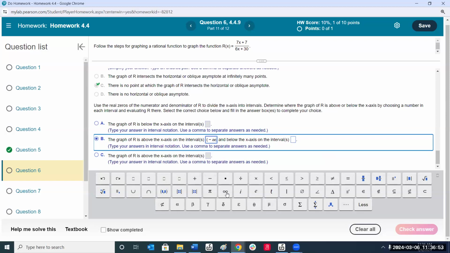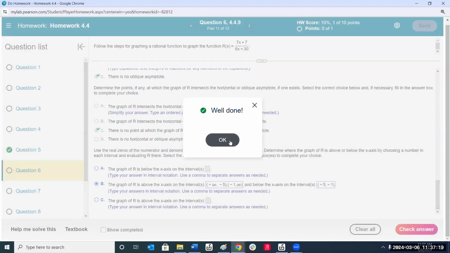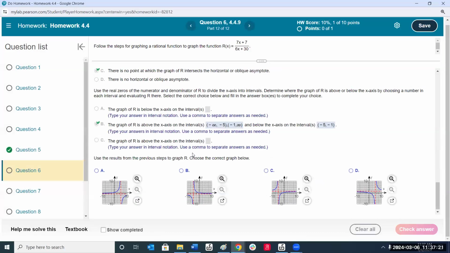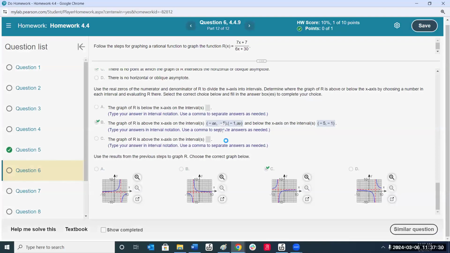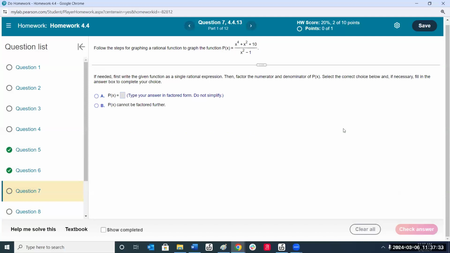Where's that? -5, -1, infinity. -5 to -1. And choose the graph. It's C. Yeah, the hardest part of that one is just reading the question.